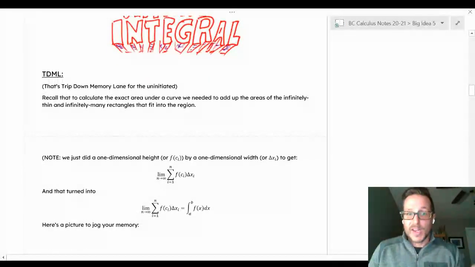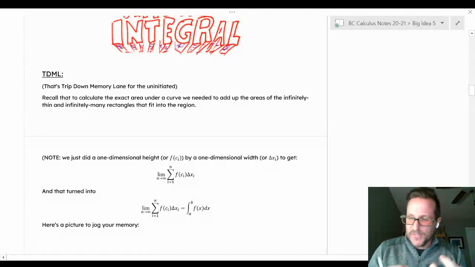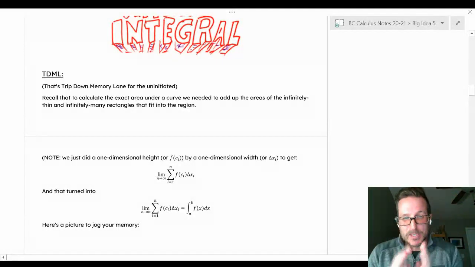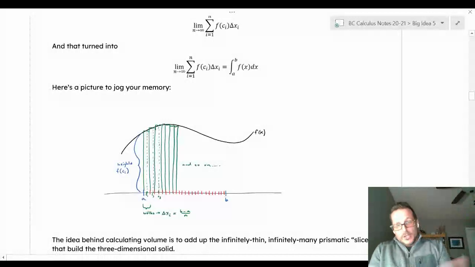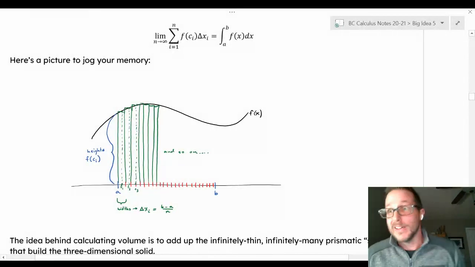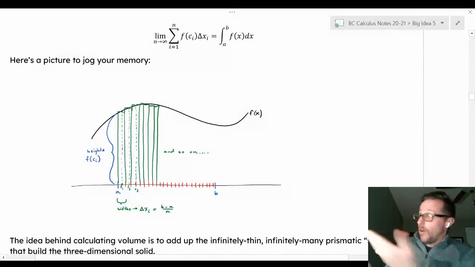The whole point of a definite integral was those infinitely thin and infinitely many little rectangles that fit inside of that region. So this picture could say it all. It's kind of tiny, but if you look over there, it's got all the pieces, right?